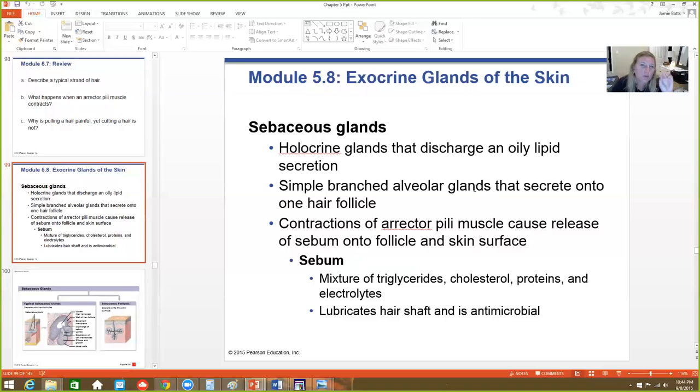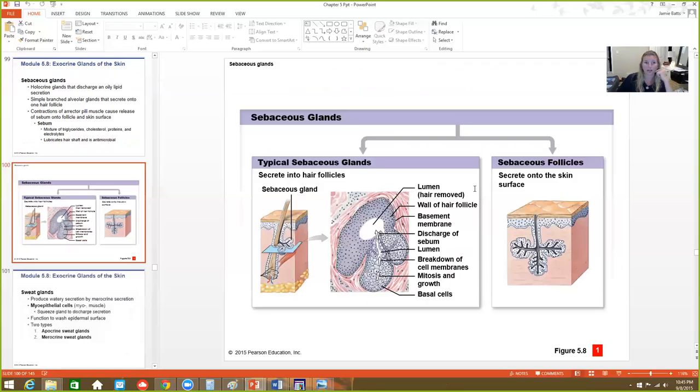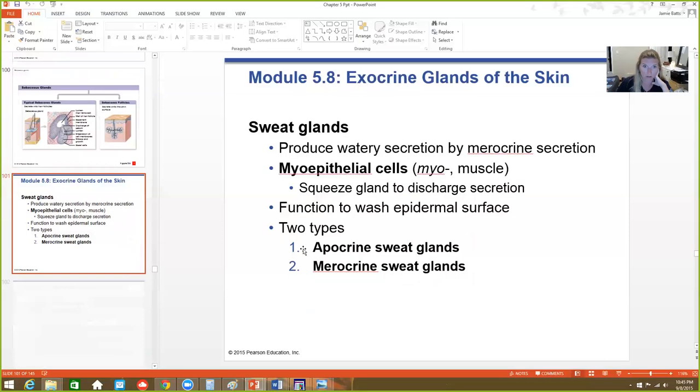So sebum is mostly triglycerides like fat, some cholesterol, some proteins, electrolytes, and lysozymes. Lysozymes are those little antibacterial enzymes to help protect your body, all there to lubricate the hair shaft. So as I mentioned, typical sebaceous glands, you see the sebaceous follicles just going onto the skin. The sebaceous glands are associated with the hair follicles.